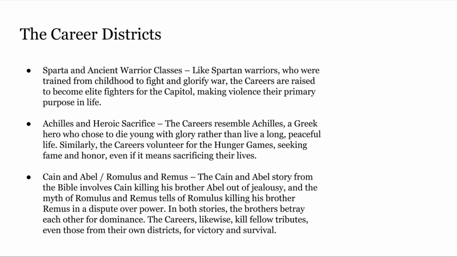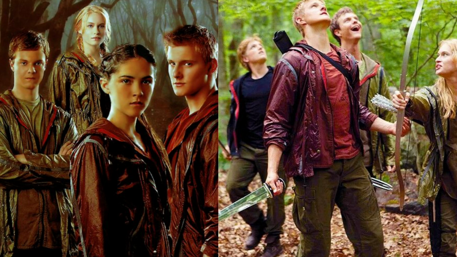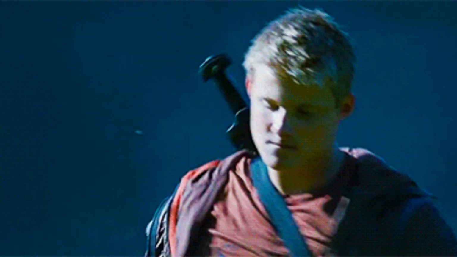So how would you actually see them? Well, there are 3 references I'm going to make here. First, Sparta and ancient warrior classes. Like Spartan warriors who were trained from childhood to fight and glorify war, the Careers were raised to become elite fighters for the Capitol, making violence their primary purpose in life.